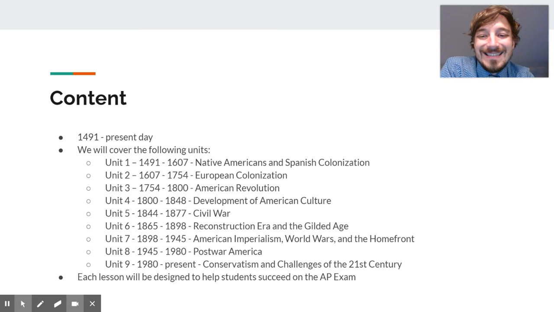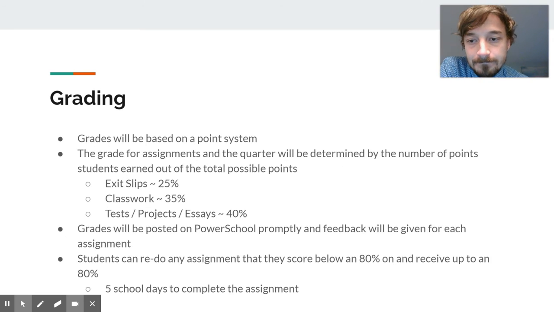So in this class, each lesson that we do will be designed to help students succeed on the AP exam, which means plenty of time to practice the different parts of the AP exam. Grading for this class will be based on a point system, and the grade for assignments and for the quarter will be determined by the total number of points a student earned divided by the total possible points.